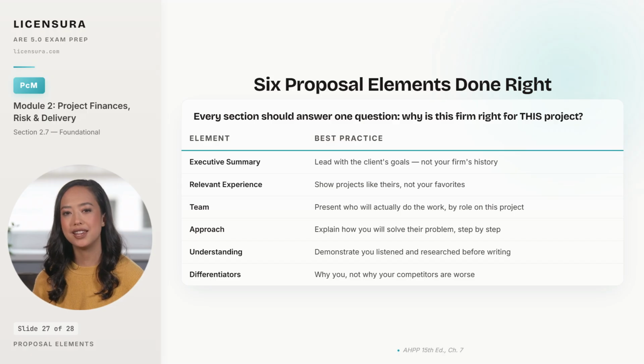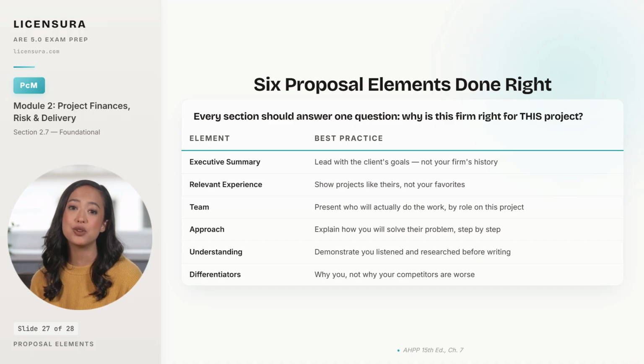The approach explains how you will solve their problem in a sequence they can follow. Understanding demonstrates that you listened on the pre-proposal call and did research afterward, and the proof is in specifics about their site, their program, their constraints. And differentiators tell them why you are right, not why your competitors are wrong. The second one is unprofessional, and it loses you the project.